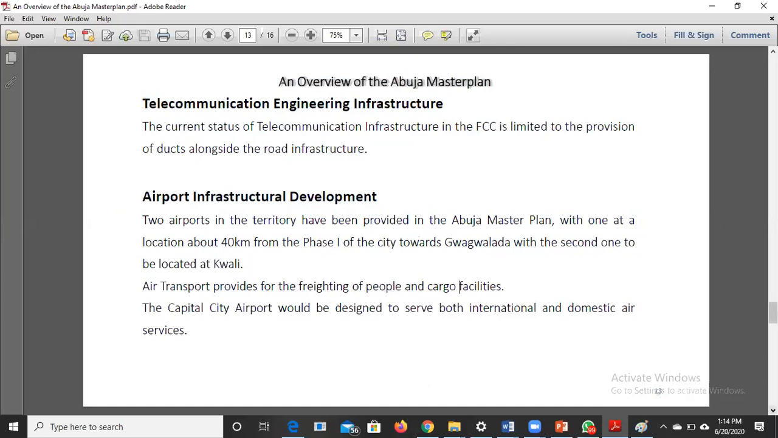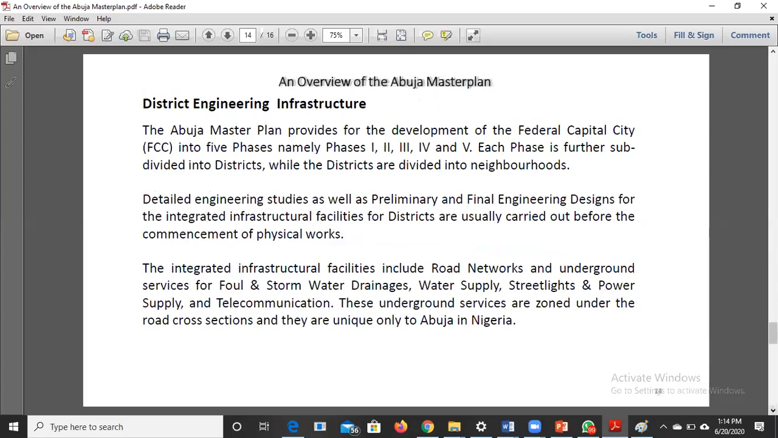Airport infrastructural development is sort of a public building, but it is also serviced with engineering infrastructure, sort of like that of a district as well. When I discuss that of the district, I'm sure we'll be able to tie it up quickly. That is what is most interesting about Abuja infrastructure.